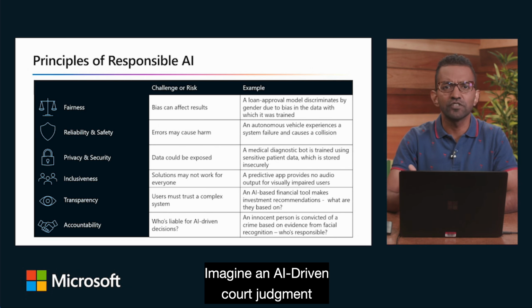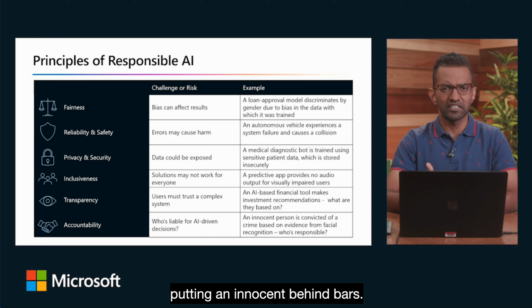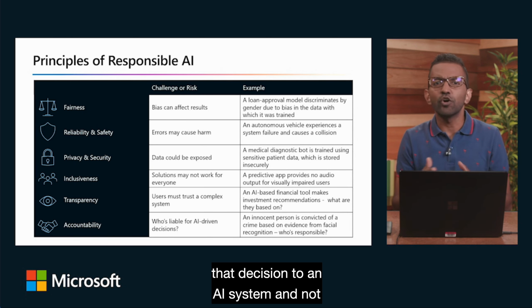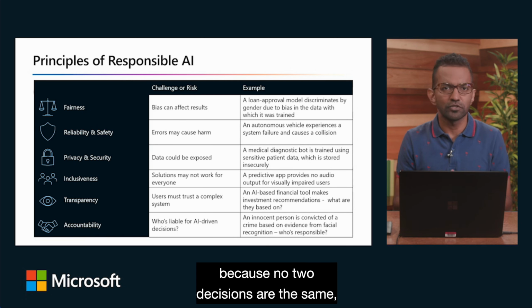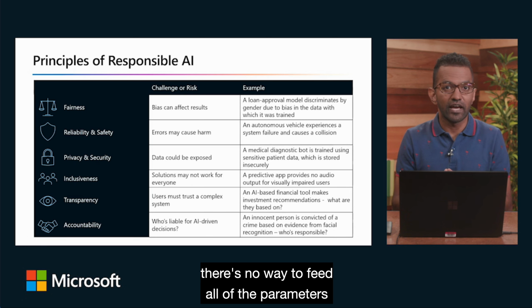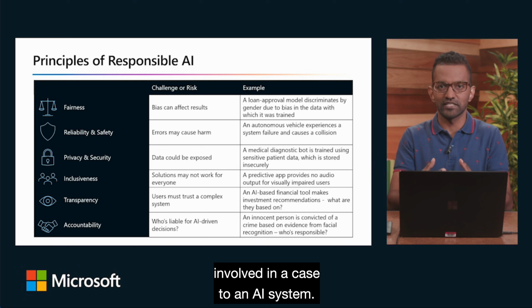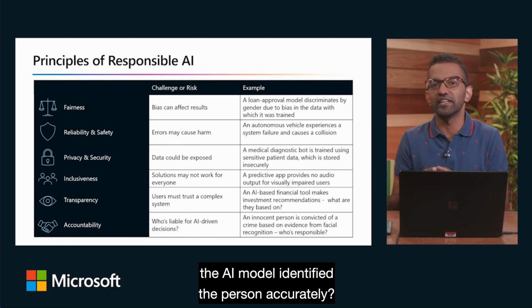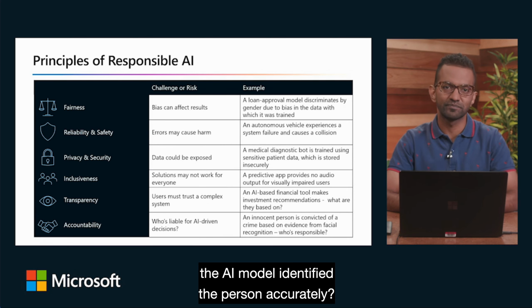Imagine an AI-driven court judgment putting an innocent behind bars. If we have offloaded that decision to an AI system and not considered all the facts, because no two decisions are the same, there's no way to feed all of the parameters involved in a case to an AI system. So who is responsible to say if the AI model identified the person accurately?